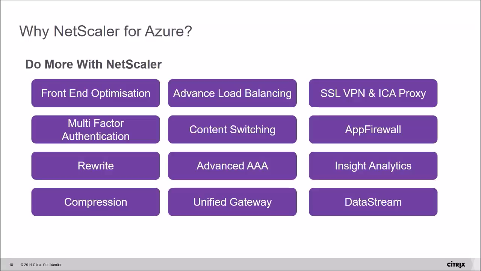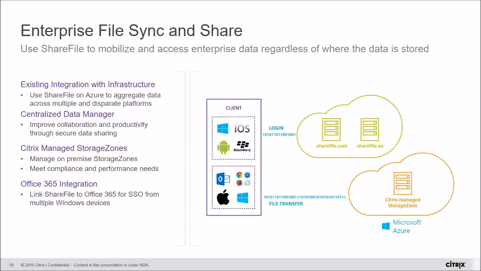A bunch of other features include a unified gateway, some optimizations around URL rewrite and compression, and obviously a range of integration points with multi-factor authentication as well. So there are some guides a little bit further on in the deck that you can refer to around some additional features and functions that are available for the NetScaler when running on Azure.